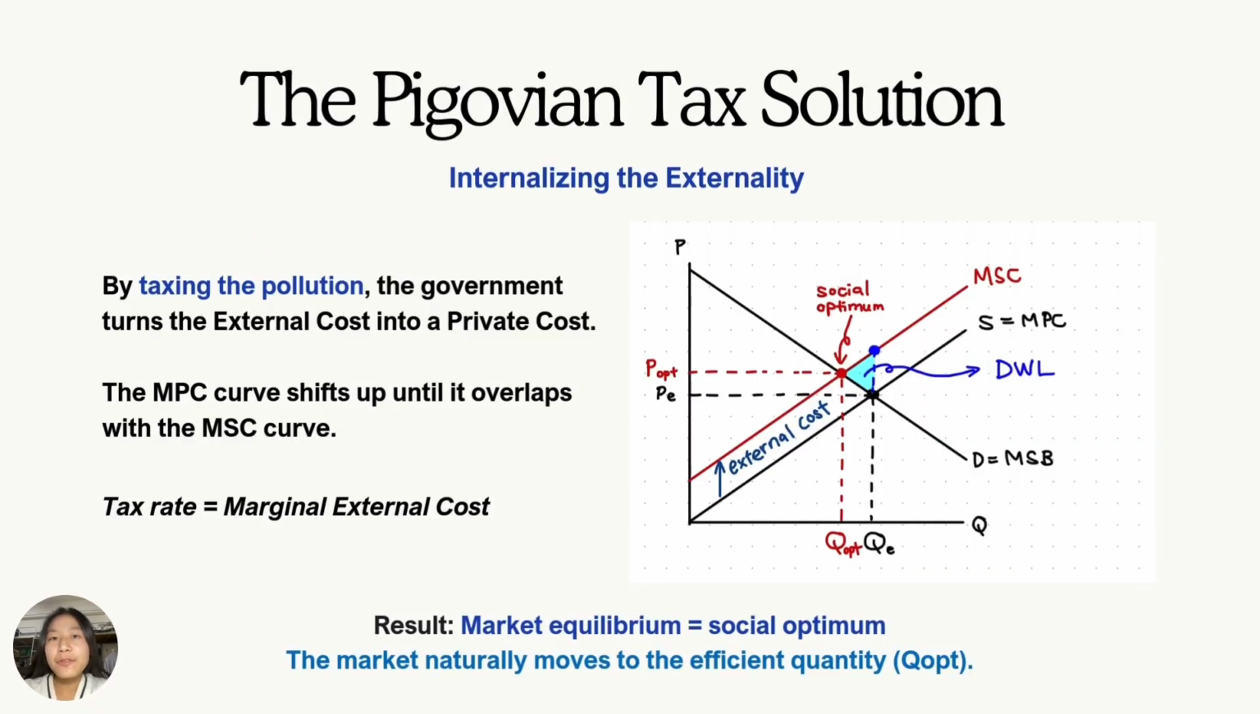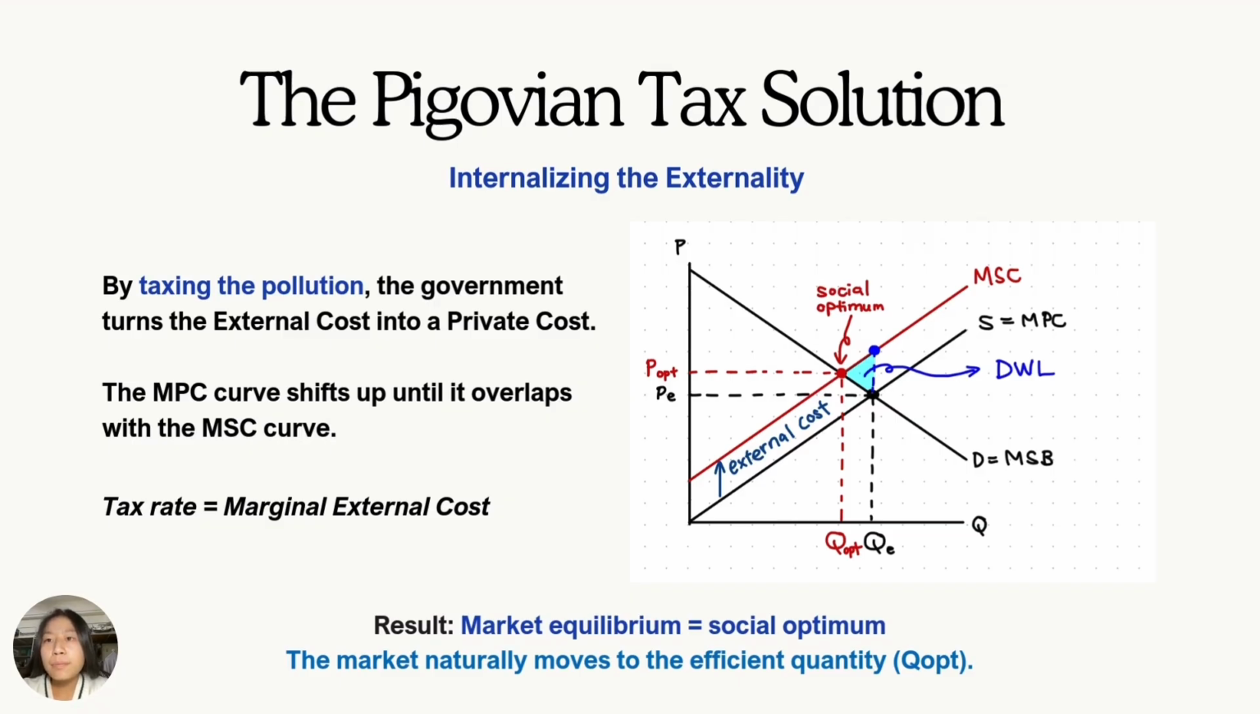Okay, so let's move on to the other solution, which is the Pigovian tax solution. This involves internalizing the externality. By taxing the pollution, the government turns the external cost into a private cost. So this forces the producer to pay the price of the pollution.